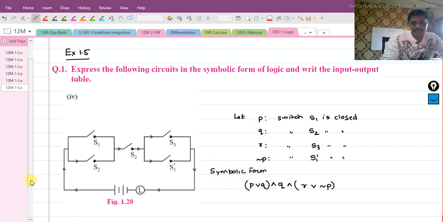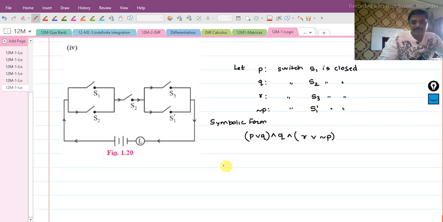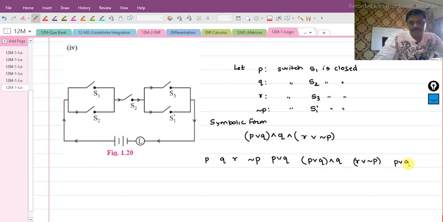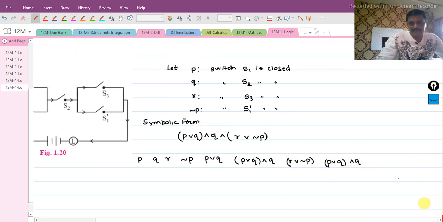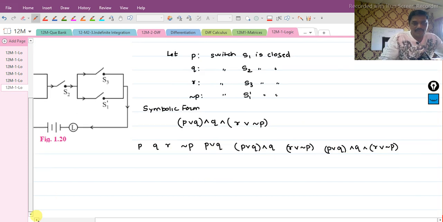Let us move ahead to write its input output table. So what are the columns that we look for? We have to have P, Q, R. We have to have negation P. Then we'll need P or Q. Then we'll need P or Q and Q. Then we'll need R or negation P. And finally we need P or Q ANDed with Q, and this further is ANDed with R or negation P. So we need 8 columns here.